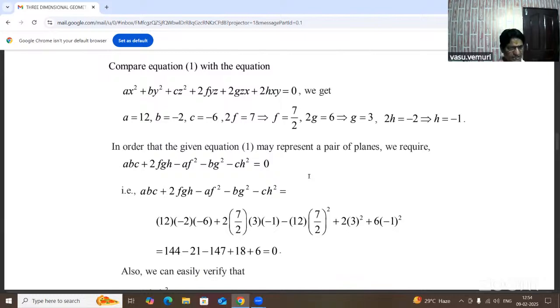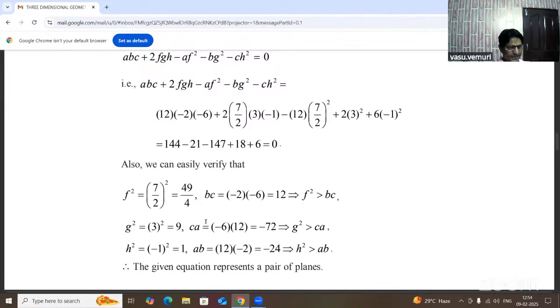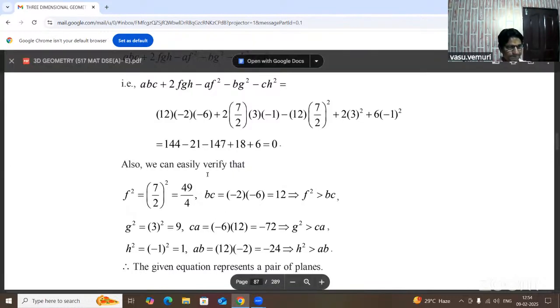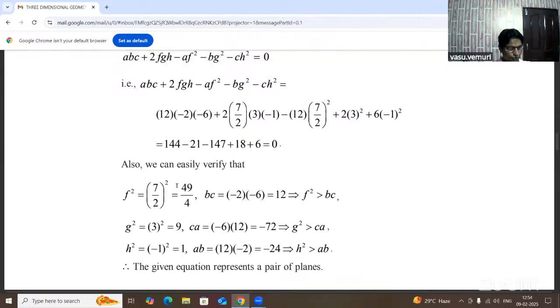So what is the equation? The condition to represent a pair of planes is abc plus 2fgh minus af square minus bg square minus ch square equal to 0. After substituting the given values, that is equivalent to 0. And again, f square is greater than bc. Substituting the f value, that is 49 by 4, and the bc value is 12. So 49 by 4 is approximately 12 point something, so this value is greater than bc. So f square is greater than bc, verified.